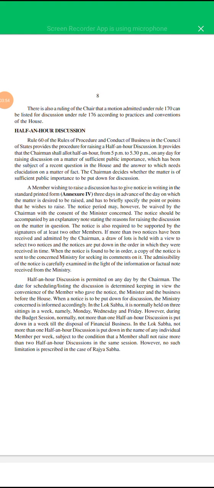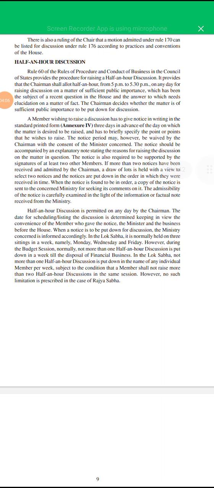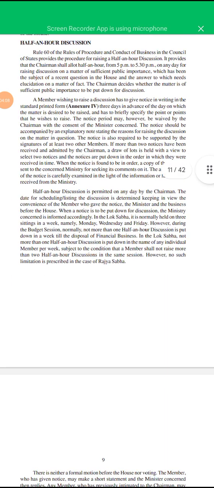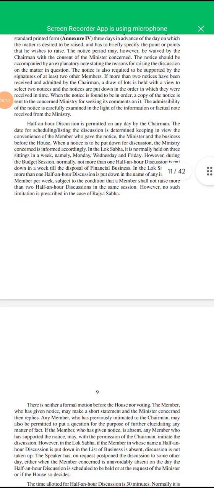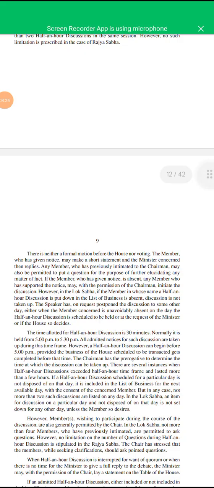In the Lok Sabha, not more than one half an hour discussion is put down in the name of any individual member per week, subject to the condition that a member shall not raise more than two half an hour discussions in the same session. However, no such limitation is prescribed in the case of Rajya Sabha. There is neither a formal motion before the House nor voting.